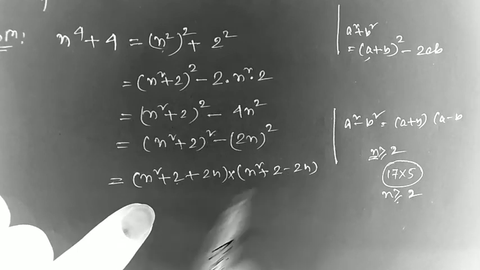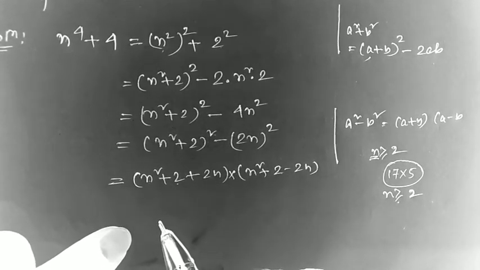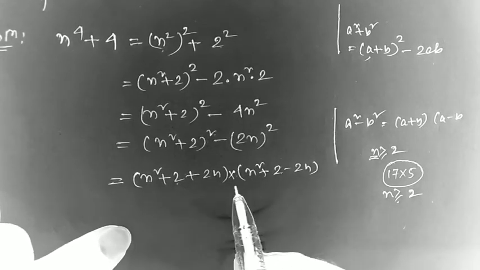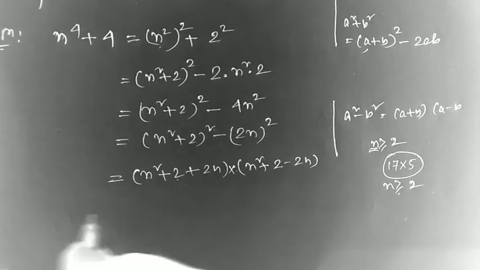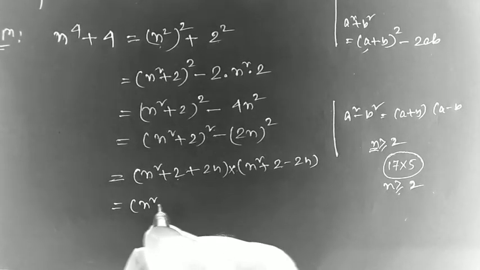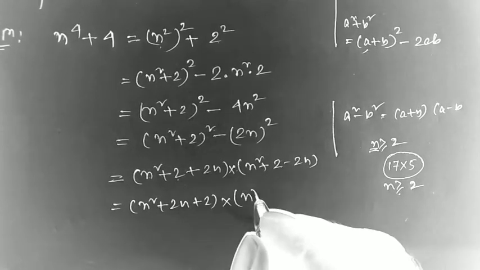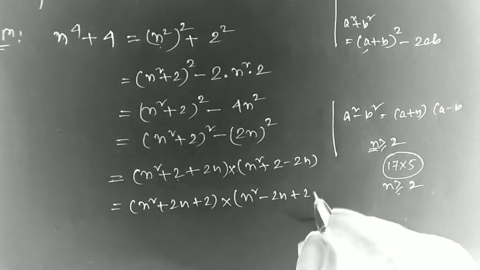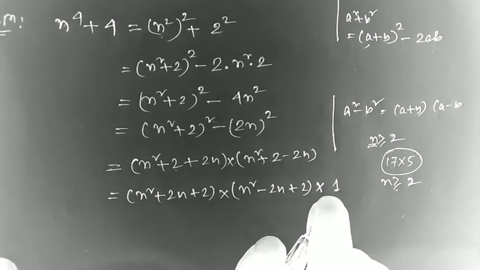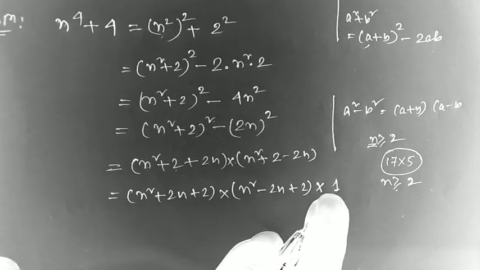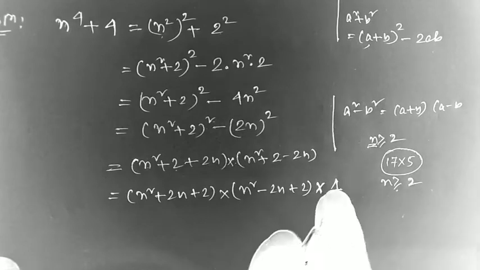2ab. So here a means what? n square, and b means 2. So we can write n square plus 2 whole square minus 2 into a, which is n square, into b, which is 2. No? Now see, n square plus 2 whole square minus here 4n square. No? Again n square plus 2 whole square minus 4n square, which can be written as twice n whole square.